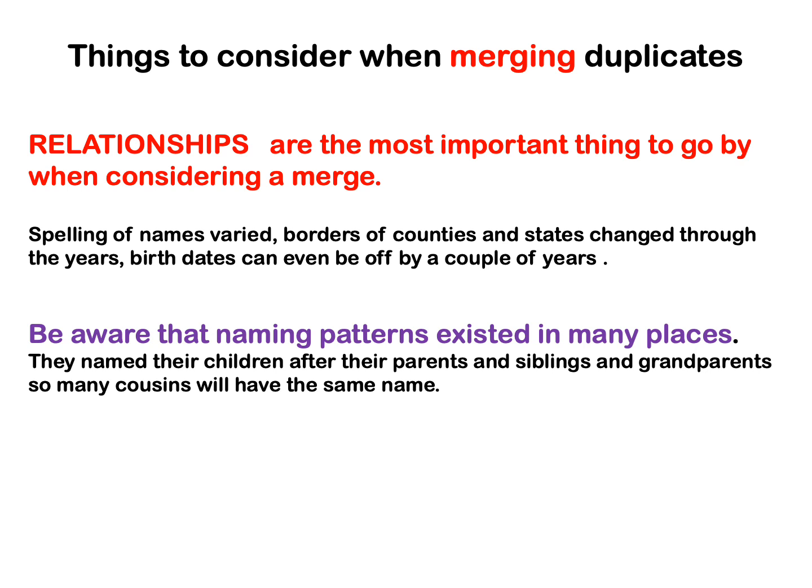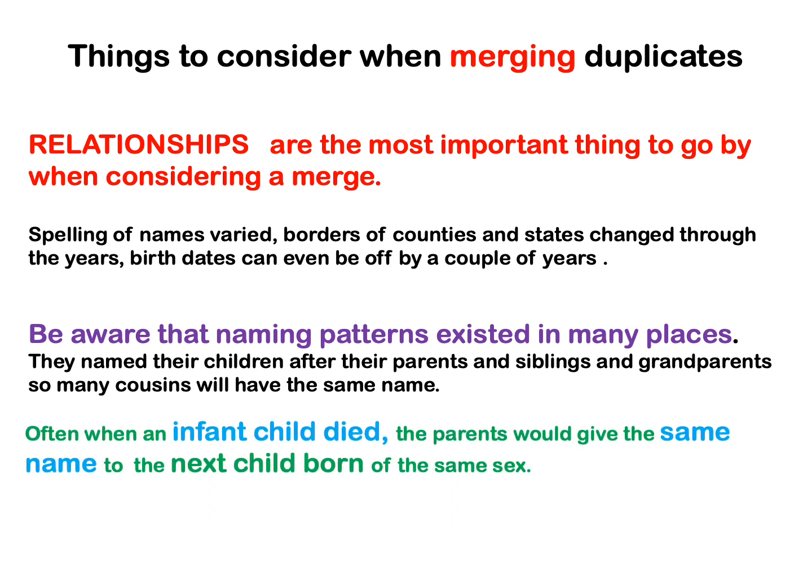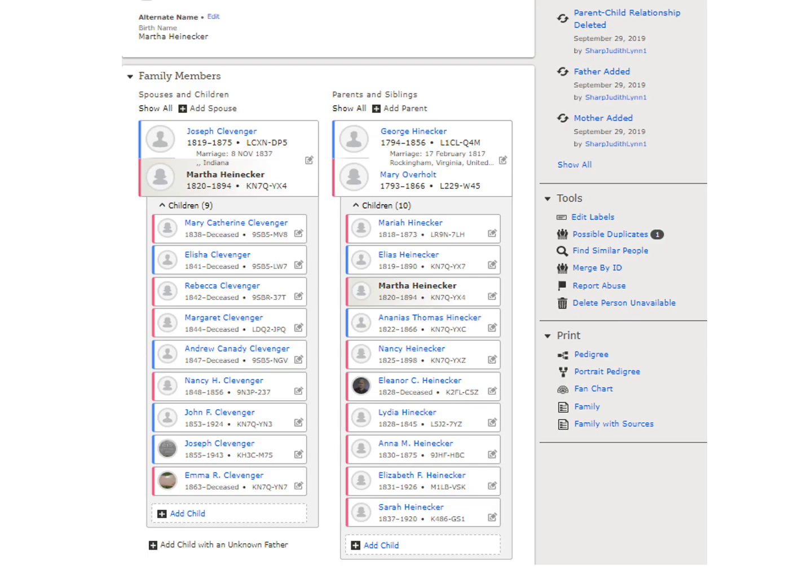They name their children after their parents and siblings and grandparents, so many cousins will have the same name. And often when a child died, the parents would give the same name to the next child born of the same sex. Anytime you see a number out by the phrase possible duplicate, it is telling you that you have that many duplicates. You must resolve them if you are submitting them to the temple.